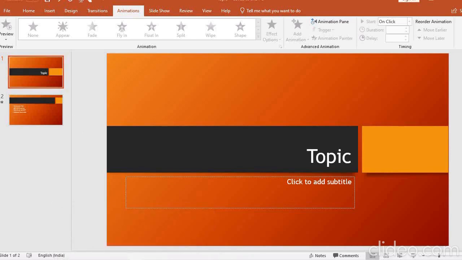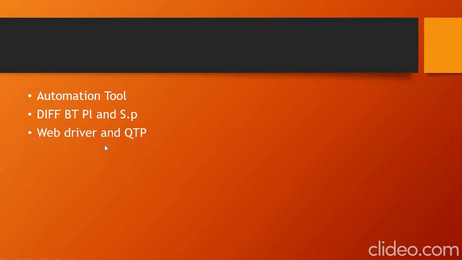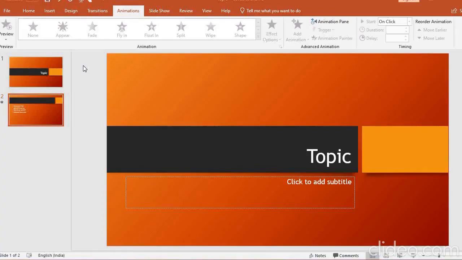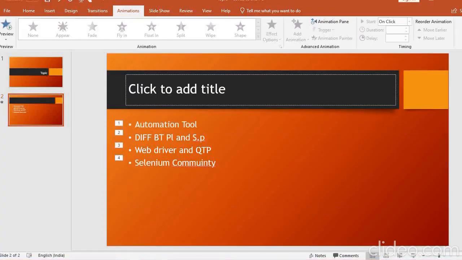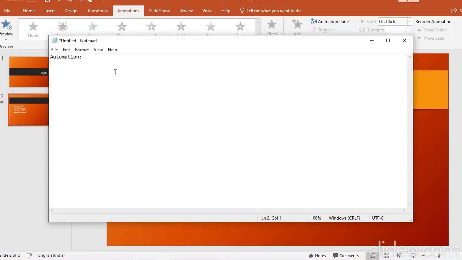So the topics I'm going to discuss today are, first is automation tool. Second one is the difference between programming language and scripting language. Then what is the difference between WebDriver and QTP and the Selenium community. Today these four topics I am going to discuss. So first topic is, what is automation?